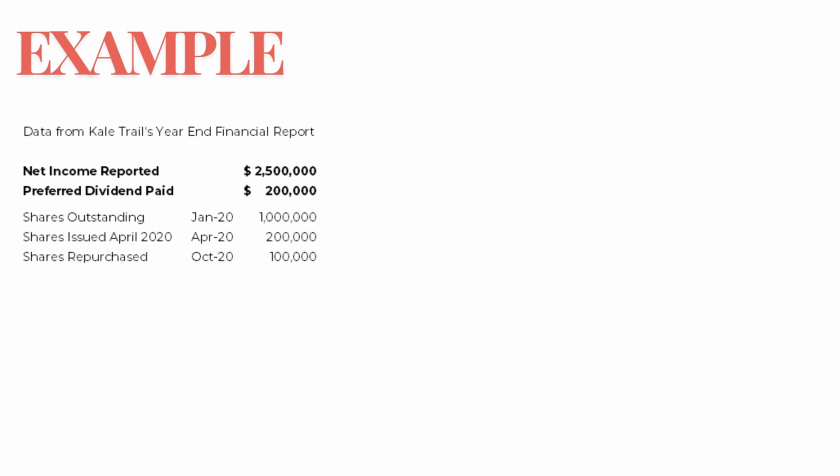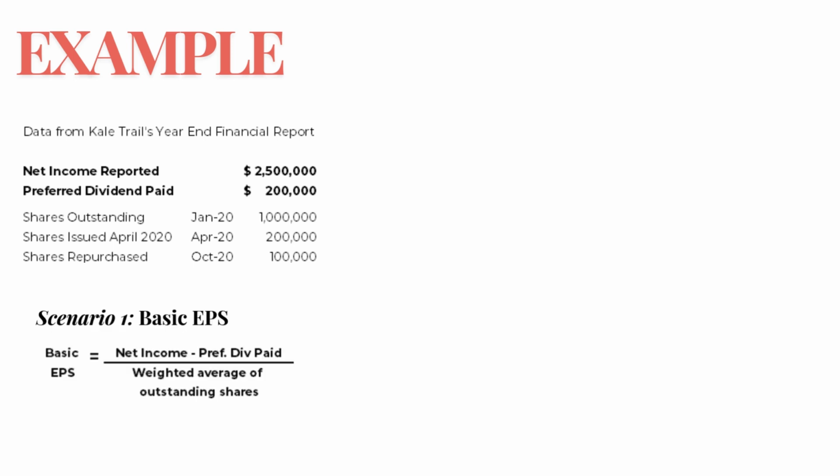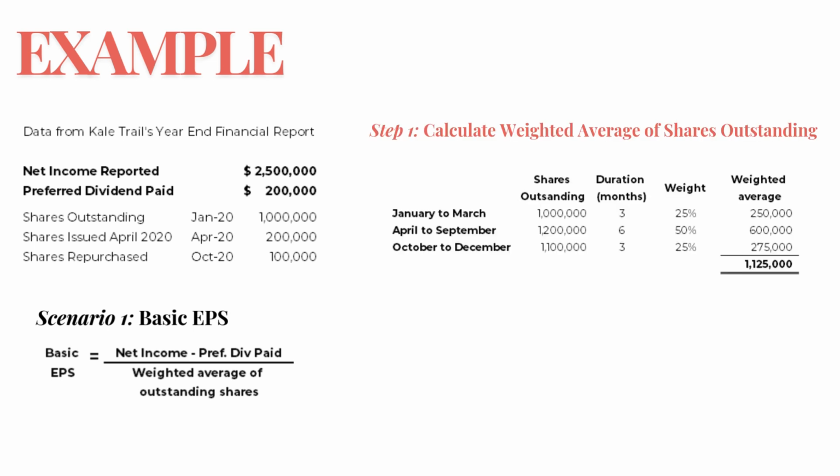So let's look at the basic earnings per share formula. It's net income minus the preferred dividends paid, because that's earnings that you're not eligible to, divided by the weighted average of outstanding shares. So, step 1, let's calculate the weighted average of shares outstanding. It can be tricky, so we'll go at it one step at a time.